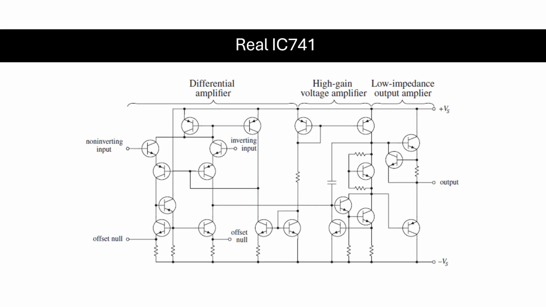Behind this operational amplifier, that is IC741, you can see the actual circuit diagram of the IC741. The only thing is that it mostly contains transistors, that is BJT based circuits. The first stage is a differential amplifier, then a high gain voltage amplifier, and then a low impedance output amplifier. These are the stages of the operational amplifier IC741. So in short, IC741 is nothing but a combination of transistor amplifiers.